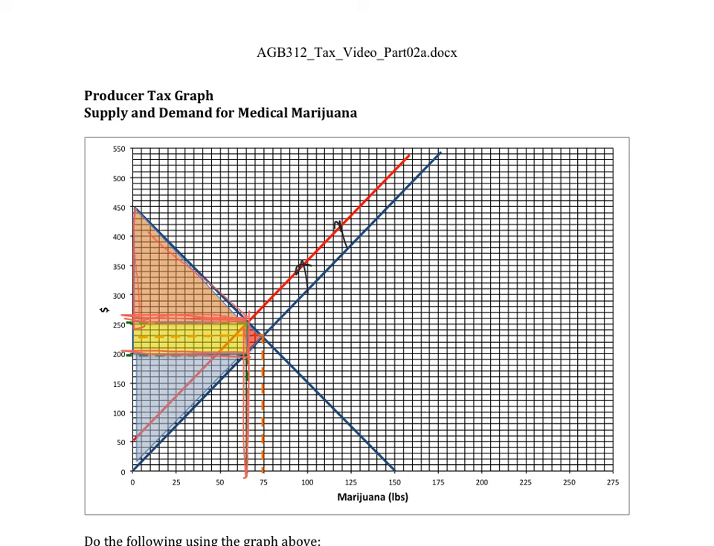So that gives us the consumer surplus here. We get the producer surplus here, and we get the tax revenue right there. And again, that little triangle is our deadweight loss. Okay, so on the next video we're going to look at the consumer tax graph and follow the same process.